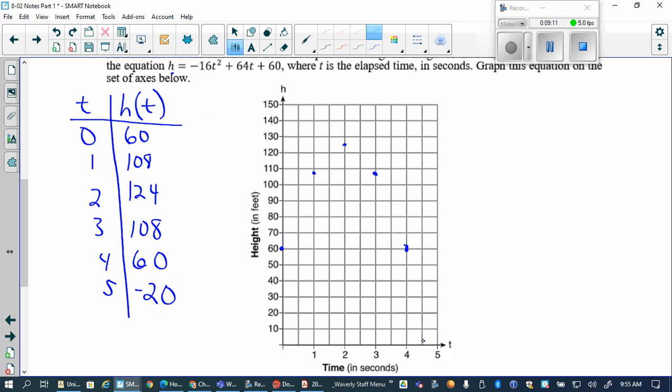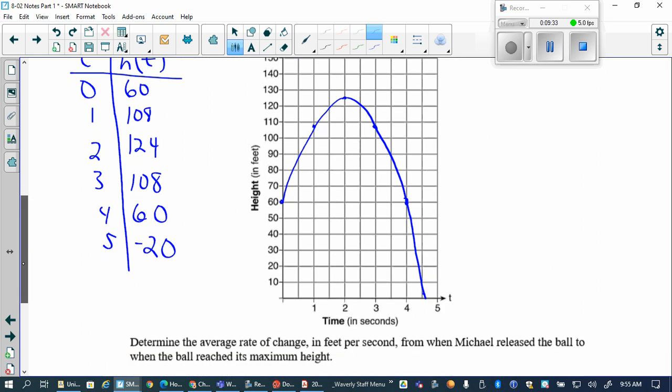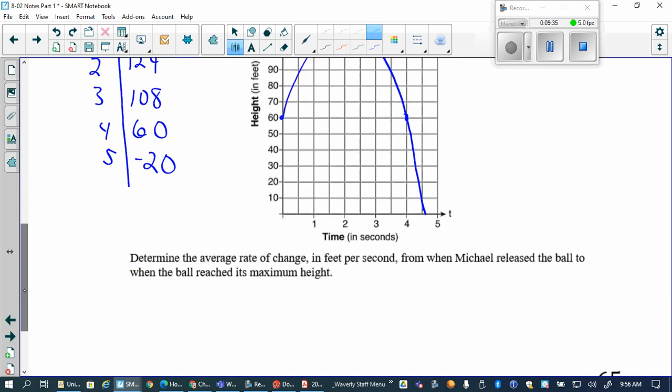It's hard to say. Graphs look about like that. Anybody have any issues so far? Okay. Let's go answer the follow-up. Read the follow-up. This is something we've done 5 million or so times. What do they want you to do here?